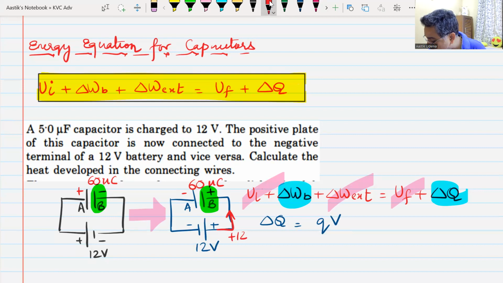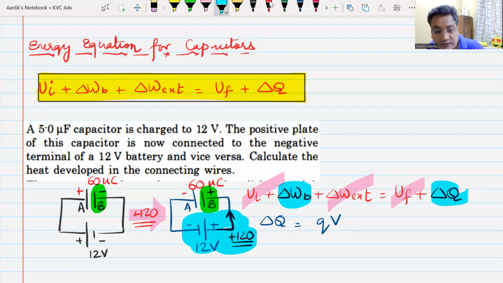Plus 120 coulomb has flown like this. Yes or no? Yes, sir. Plus 120 coulomb has flown in this direction. Is the work done by the battery positive or negative?